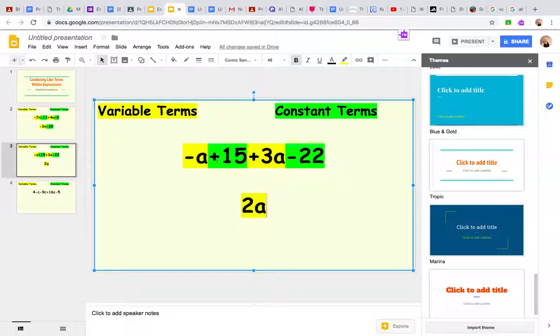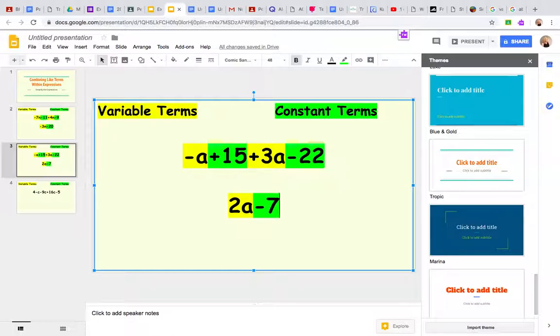Now, we're going to look here at our green, which is our constant terms. We have a positive 15 minus 22. Here again, we have opposite signs, so we're going to be subtracting. And 22 has a higher absolute value than 15, so we're going to be using this symbol right here. I'm going to change this to green. So that's going to be a negative, and 22 minus 15 is 7.